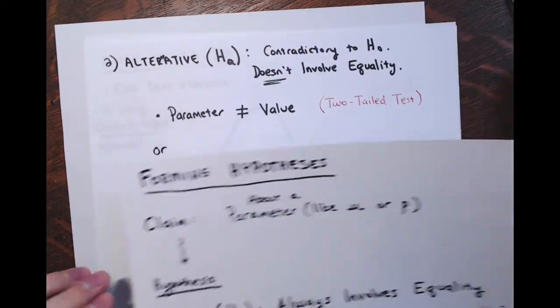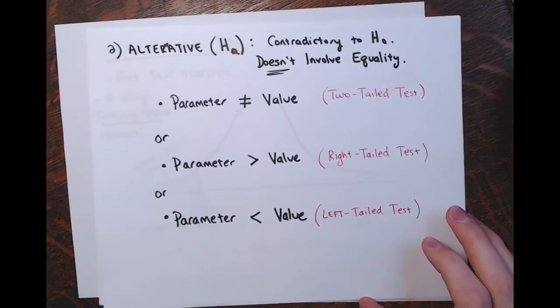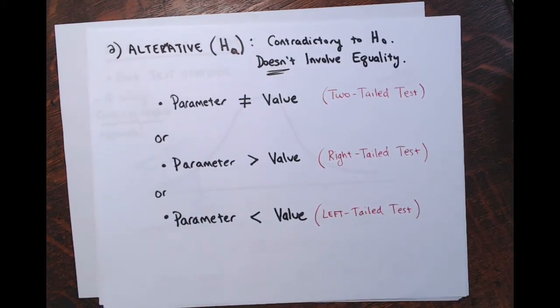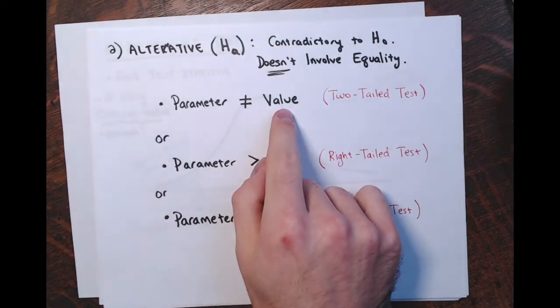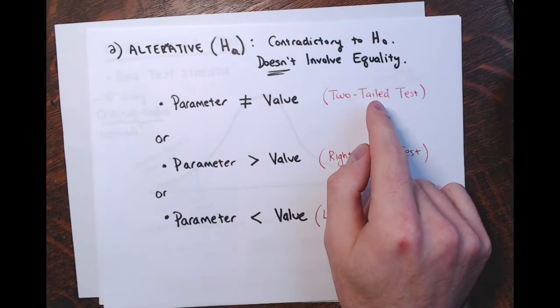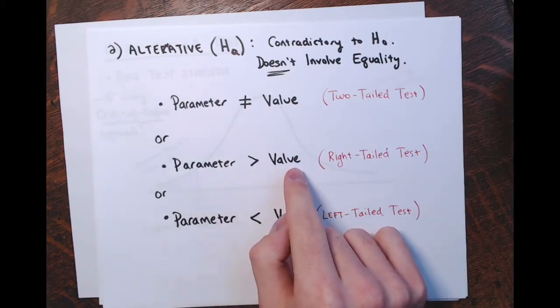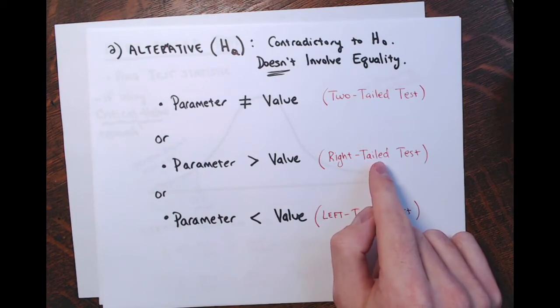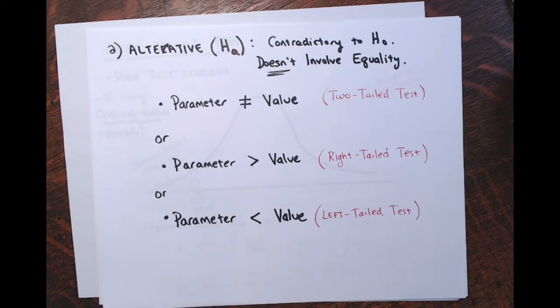Remember, what kind of test you're running has to do with the way the alternative hypothesis looks. If the parameter is not equal or different from a value, you're running a two-tailed test. If the parameter is greater than a value, you're running a right-tailed test. And if the parameter is less than a value, you're running a left-tailed test.